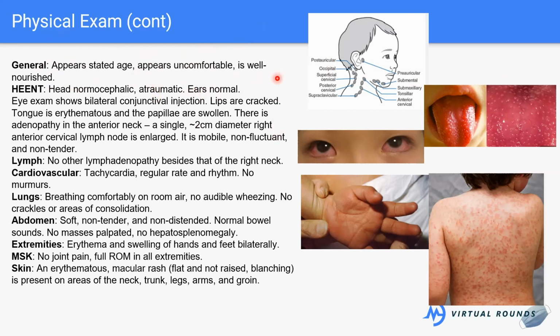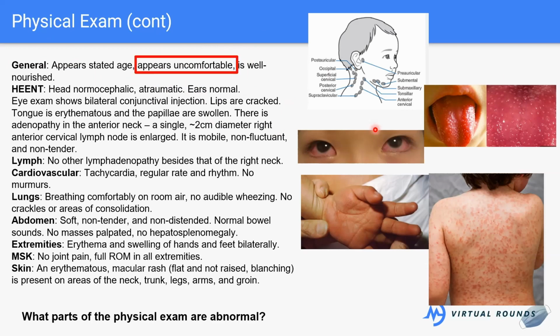Looks like she just appears uncomfortable, but otherwise generally well nourished, etc. So what about the HENT exam? Lips are cracked, exactly. So some changes to the mucosa there.